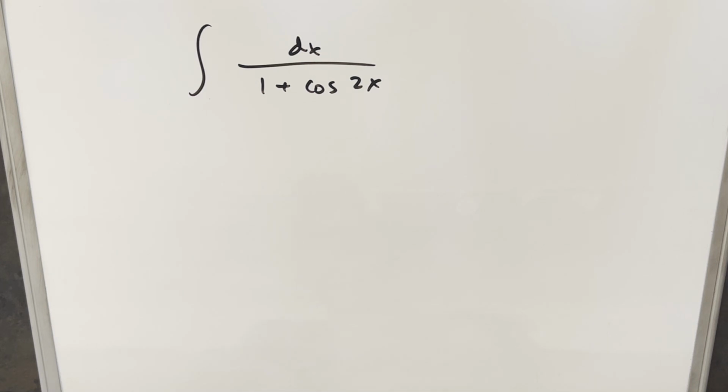Okay, we have here another integral. We've got the integral of 1 over 1 plus cosine 2x dx. I recently did the same problem on my other channel and it went really quick. We did it with the straightforward method, just using some trig identities, and it was a really easy integral.